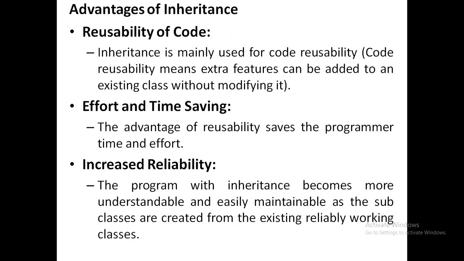Advantages of inheritance. Reusability of code. Inheritance is mainly used for code reusability. That means extra features can be added to an existing class without much modifying it, and as a result there is much effort and time saving. So due to this reusability, the programmer's effort and time are being saved. Increased reliability. The program with inheritance becomes more understandable and easily maintainable as the subclasses are created from an existing reliably working base class.